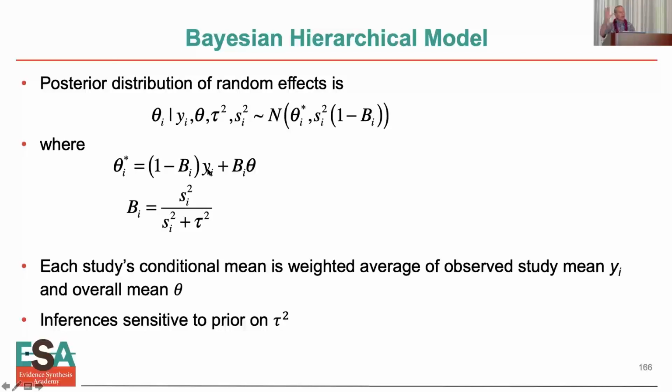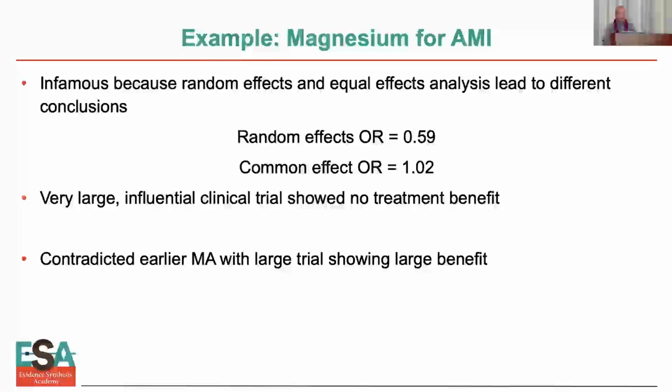So its yi is very big. But on average, all the studies have pretty small effects, so the theta is pretty small. And let's say that study is pretty small, that has the big effect. So do I believe that result or not? Let me show you some data to make this a little bit more concrete.